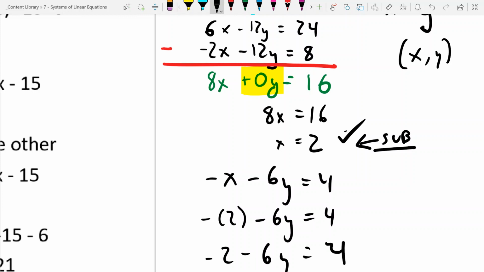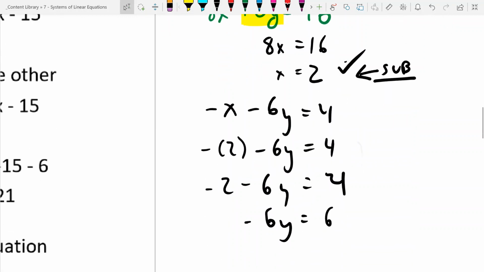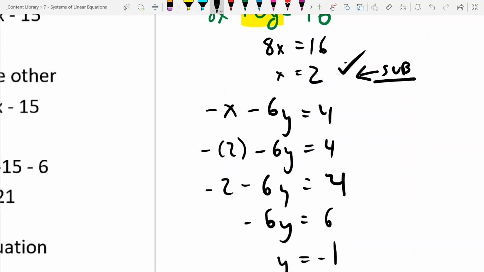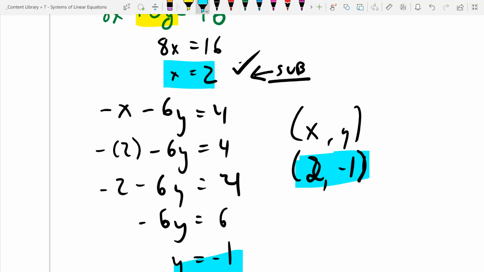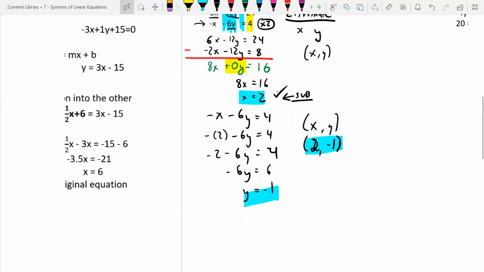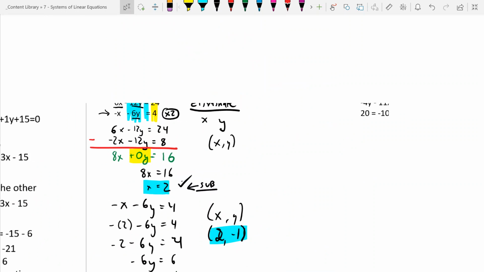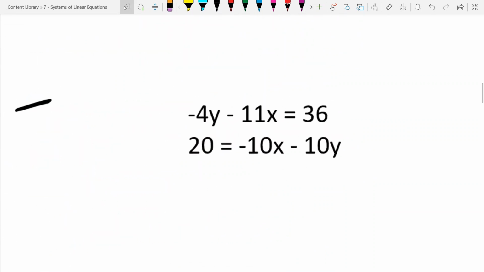Negative 6y equals 6. So y equals negative 1. So my final answer is going to be (x, y) = (2, negative 1), because I took my x value and my y value and put it into the answer. So let's look at an example where x and y aren't lined up.